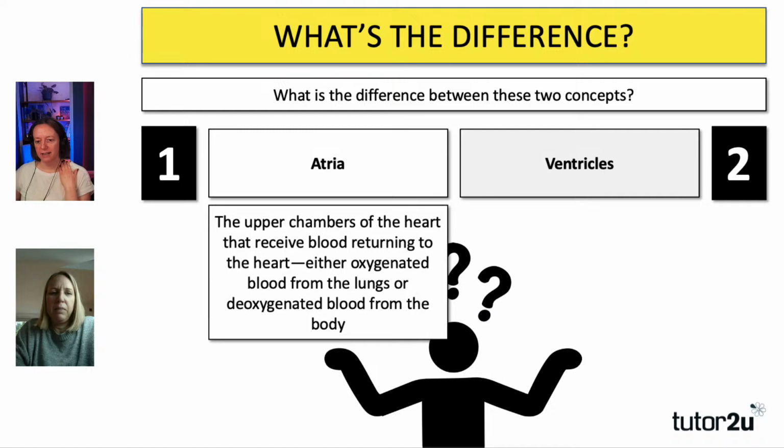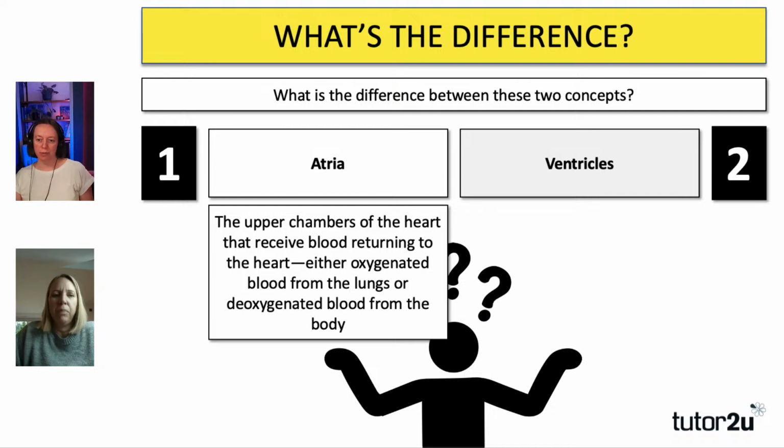So the atria, or the atrium, you've got a right and left atrium. So the atrium is the singular, atria is the plural. They are the upper chambers of the heart that receive the blood returning to the heart. So either oxygenated blood that's come from the lungs or deoxygenated blood from the body. So remember what we said about systemic and pulmonary.